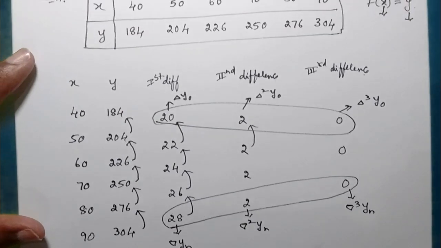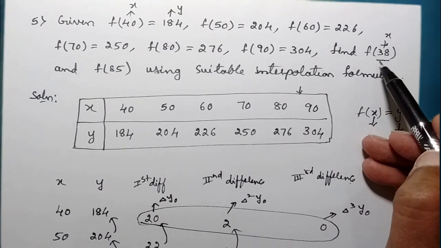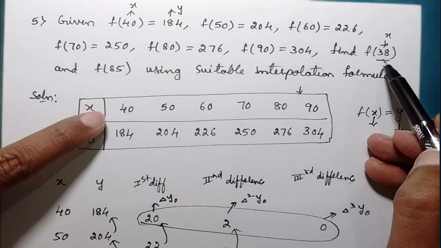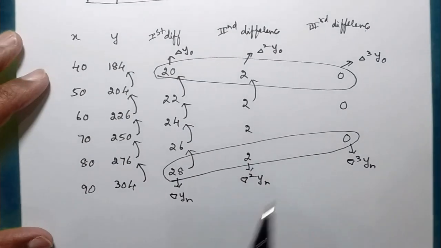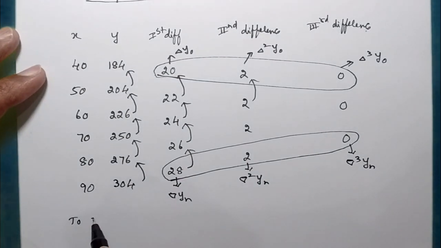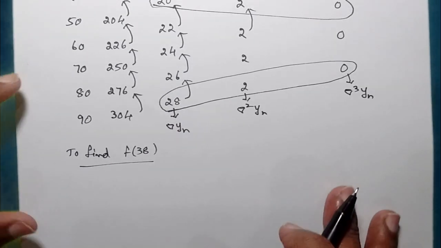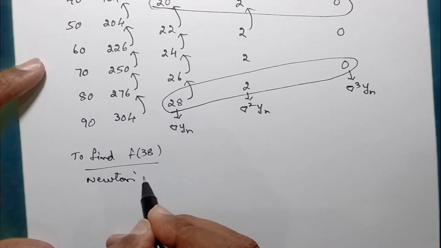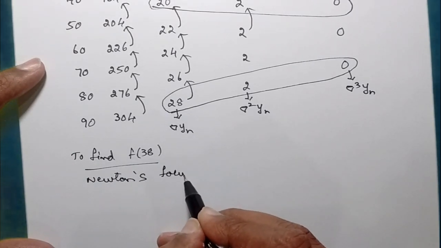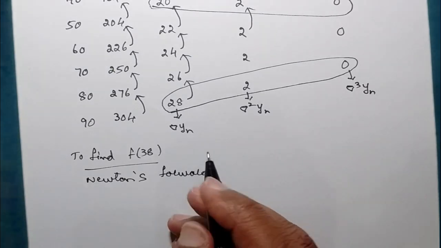So now one by one, I'll start. First I'll try to find out F of 38. 38 is at the beginning, therefore you have to use Newton's forward interpolation formula. So I will first start to find F of 38. To find F of 38, we'll be using Newton's forward interpolation formula.